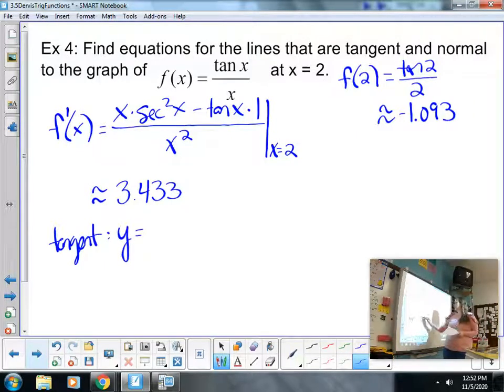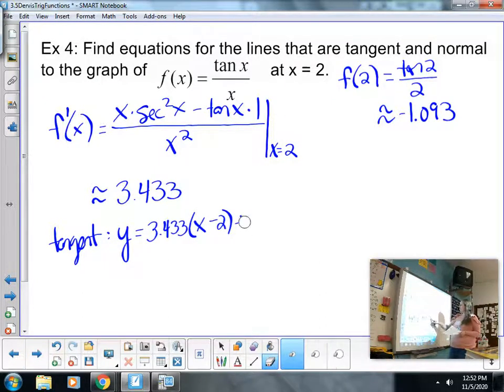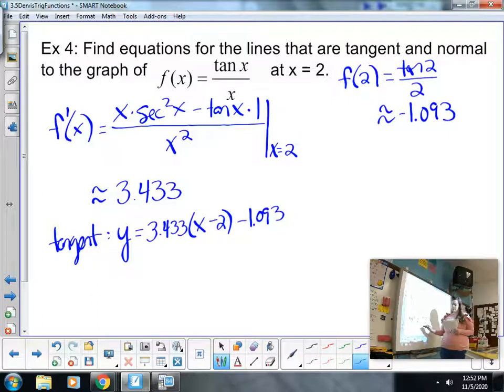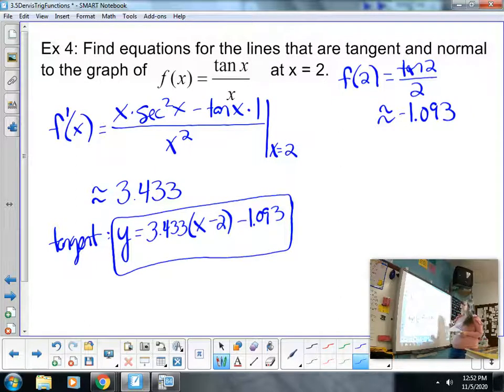So tangent line, y equals 3.433 times x minus 2 plus, or rather minus, because it's a negative, 1.093. And so that is going to be, actually you can just leave your answer like that. That's how I have my answer left. You could go through and simplify your decimals, but you don't have to. You can always just leave it.